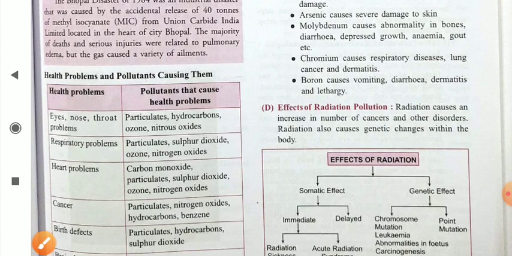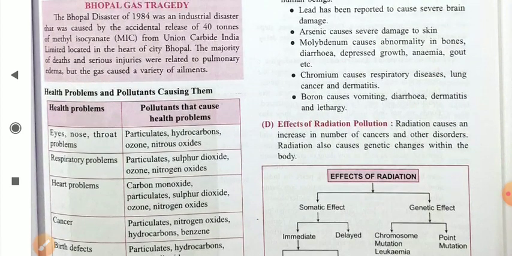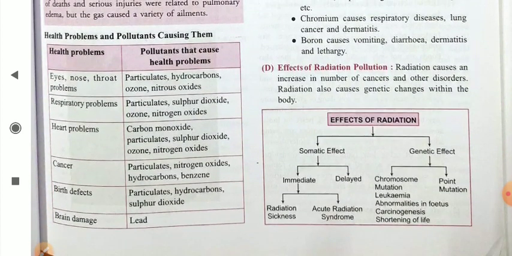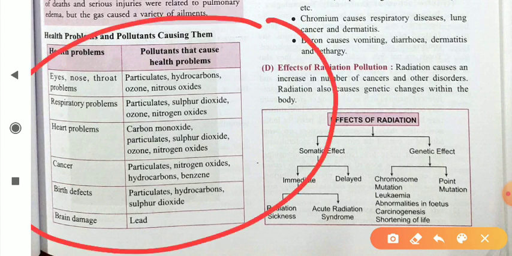Now you can see that there are several health problems and the pollutants causing them. The first is eyes, nose and throat problems. The main pollutants are particulates, hydrocarbons, ozone and nitrogen oxide. Similarly, for respiratory problems you have particulates, sulfur dioxide, ozone and nitrogen oxide. All these are different pollutants which affect different parts of your body.